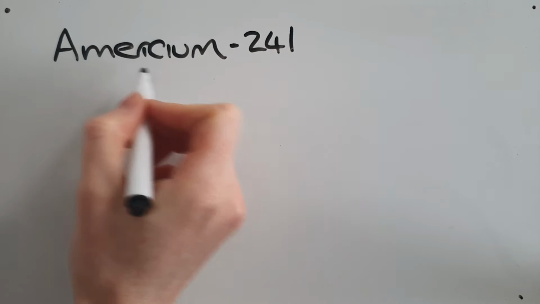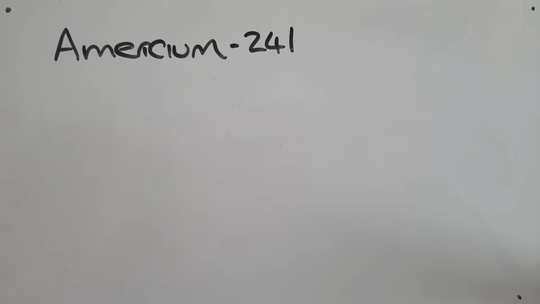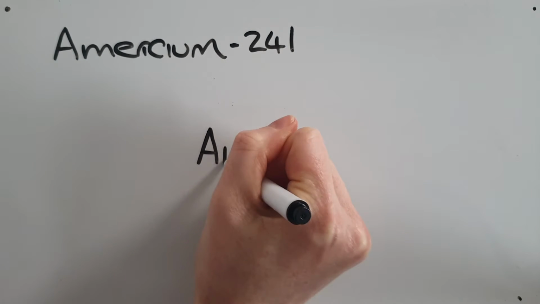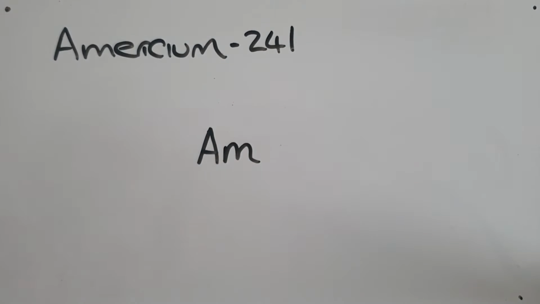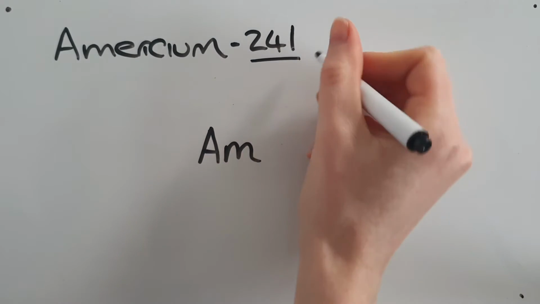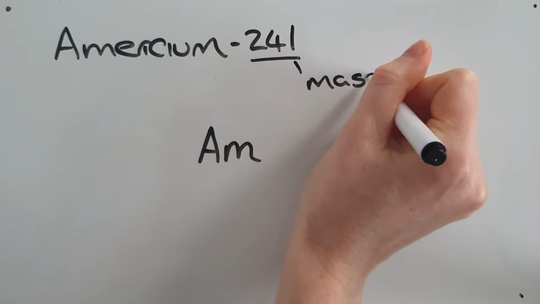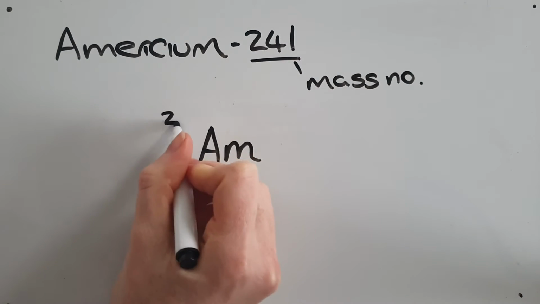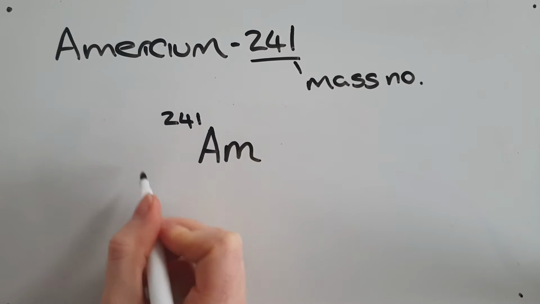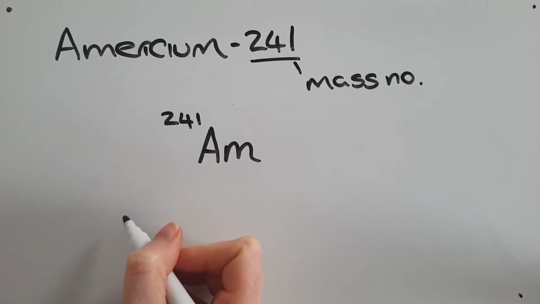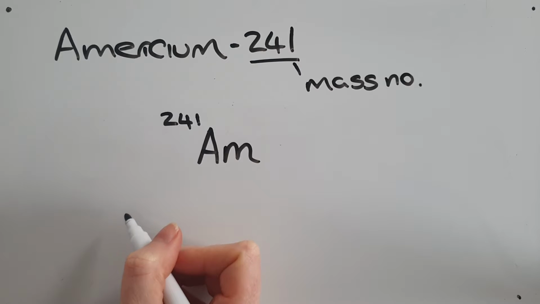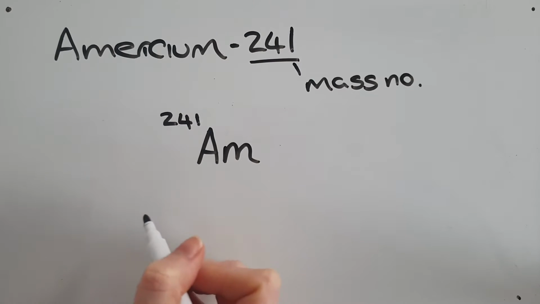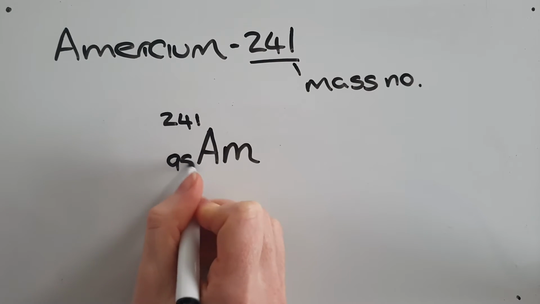Americium is the element, so from the data book you can find the element symbol. If you look up americium, it is Am. 241 is your mass number, which you would have to be told because that can vary. The mass number goes up the top. And for nuclide notation, you also need an atomic number, which does not change for the element, so you will find that in the data book. For americium, it is 95.